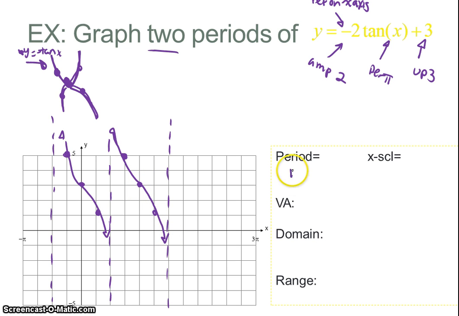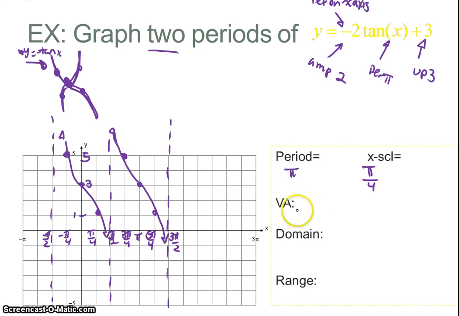So my period was pi over b, or in this case pi. X scale is always period over 4. So I need to make sure I mark mine every pi over 4: pi over 4, pi over 2, 3 pi over 4, pi, 5 pi over 4, 3 pi over 2. I'm going to do that on the negative x-axis as well. Okay, so I jumped ahead, and I did my negative x-axis, and I did my y, 1, 3, and 5 for my vertical shift and my amplitude.